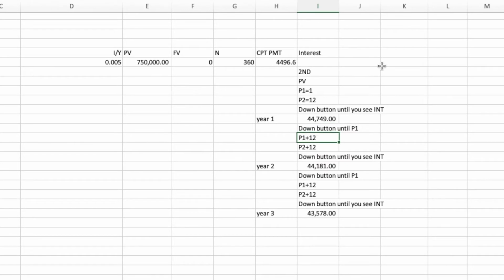So, press the down button until you get to P1. But this time, click plus, and then 12. For P2, click plus, and then 12 again. Then press the down key until you reach INT. That answer is your interest payments between the 13th and 24th months. Rinse and repeat.